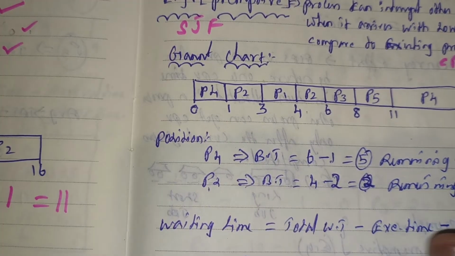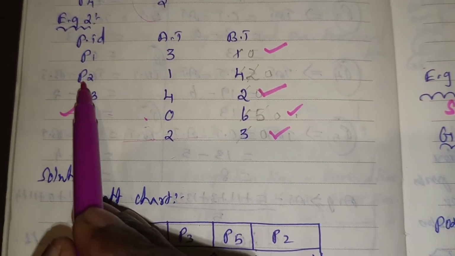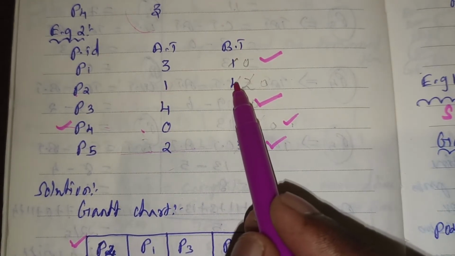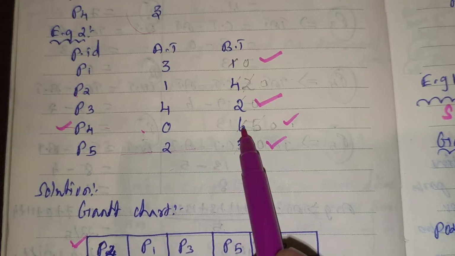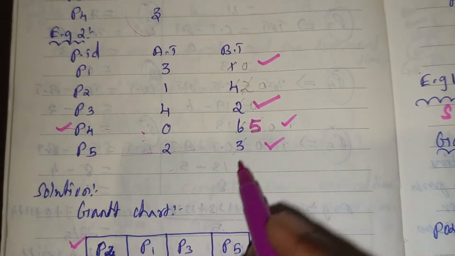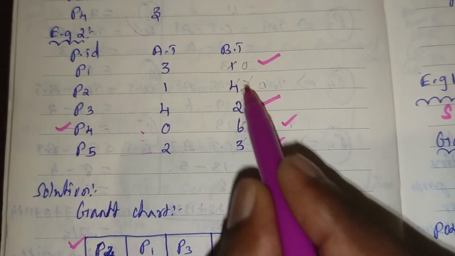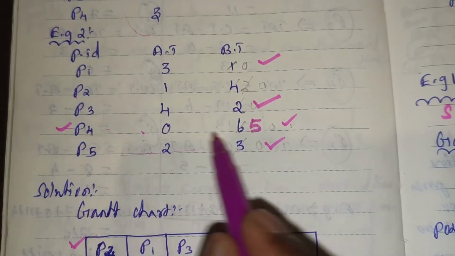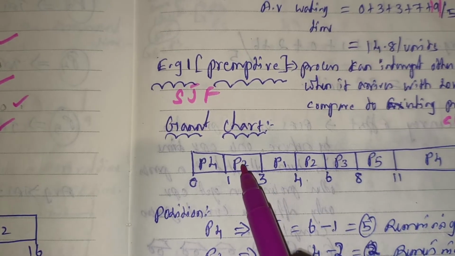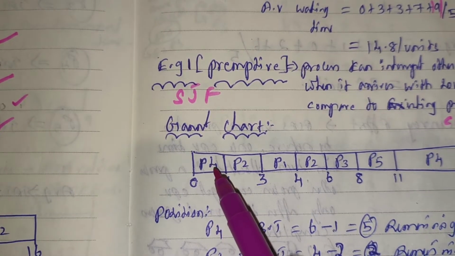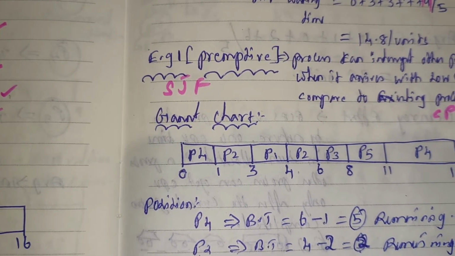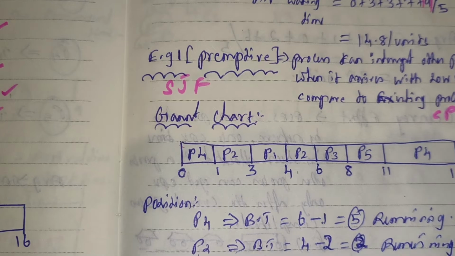At the time of 1, P2 is entering and it is checking its burst time, which is 4. P4 has completed 1, so its remaining burst time is 5. Which burst time is lower here? P2's burst time is 4, P4's is 5. Absolutely P2. That is the reason P2 is taking the CPU. Now P4 is going out and will wait in the ready queue. Again, it will wait for the next turn.